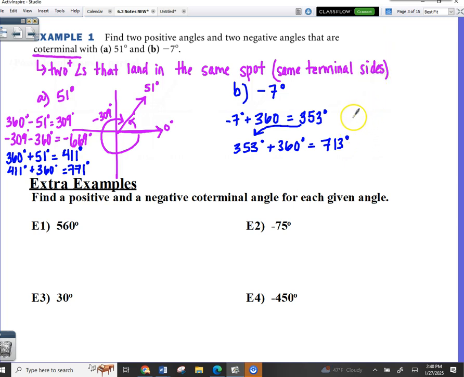Now that gave me 2 positive. I need 2 negatives. So let's come back to the original. Negative 7 degrees. Let's subtract 360. Rotate in the opposite direction. You get negative 367, right? That's going to land in the same spot. Domino effect. Negative 367. Take off another rotation. What do you get? What is it? Yep.